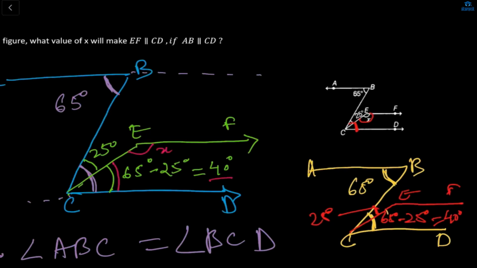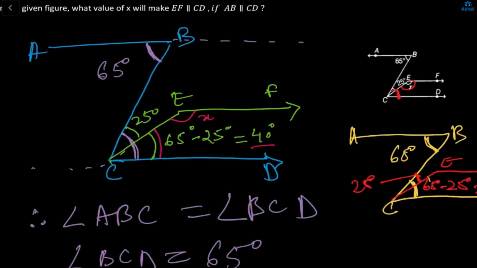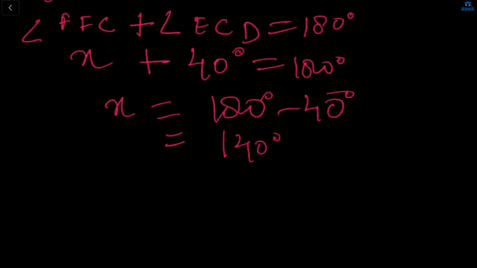So that's what I have done here. The sum will be equal to 180 degree, and this angle ECD we have already calculated as 40. So 180 degree minus 40, so the value of x is 140 degree. This question was in your assignment also. If anybody has not done it, just complete your assignment and then submit. Now any doubt? No, ma'am.